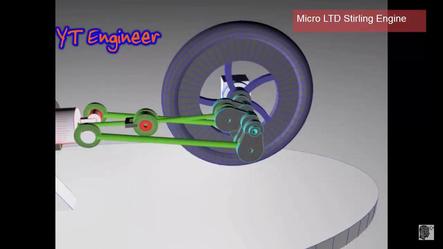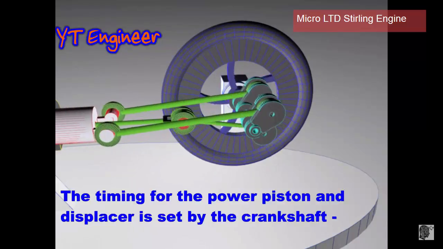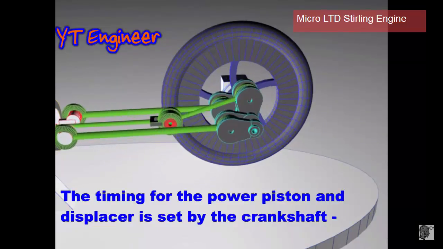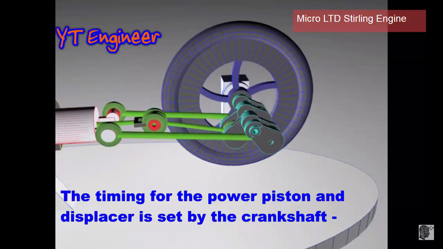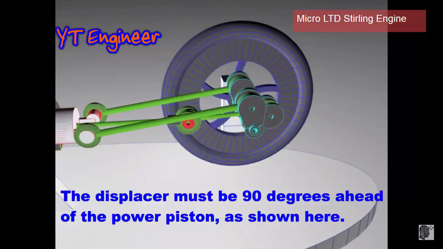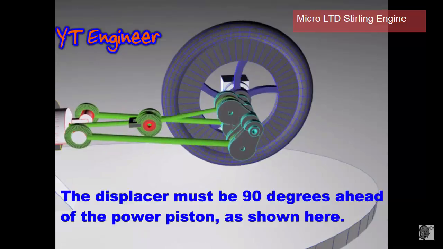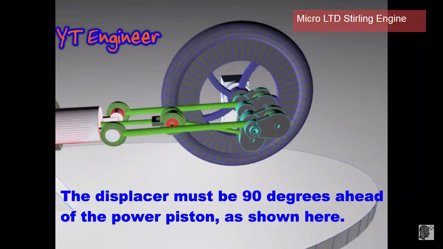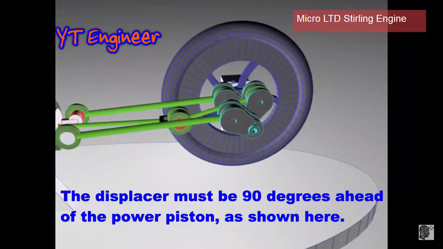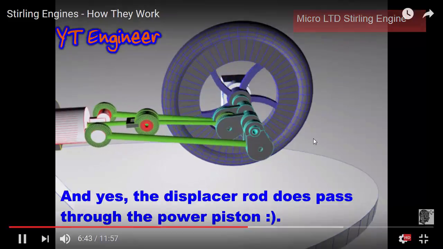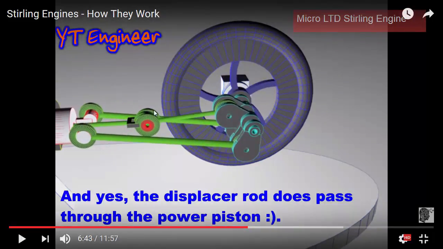This is the most interesting thing. You can still see that 90 degree out of phase there that we just saw in the Alpha style. And when they say 90 degrees ahead, the central one is the displacer, and it is 90 degrees ahead of the power.